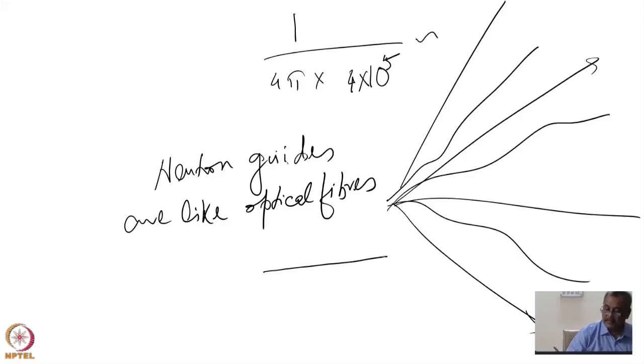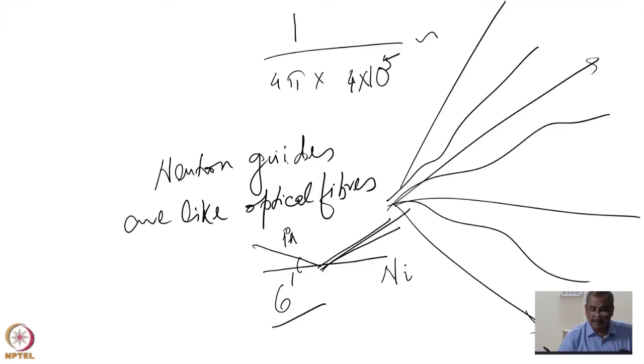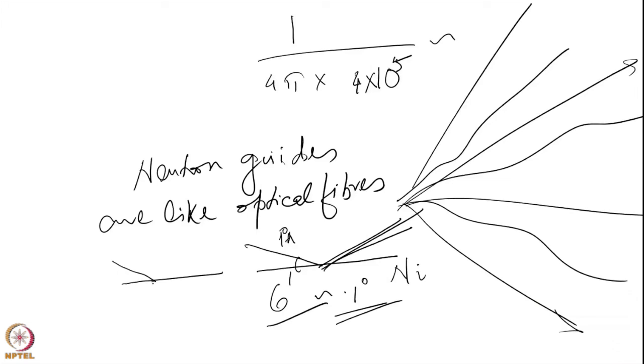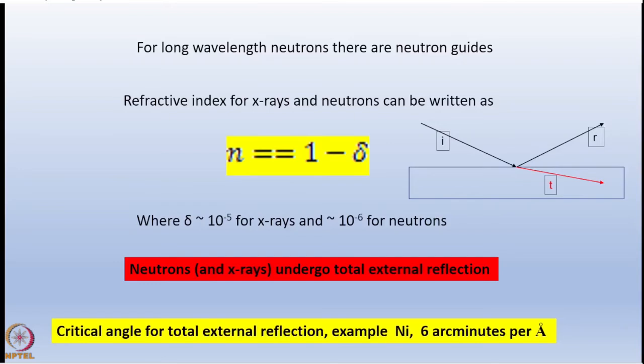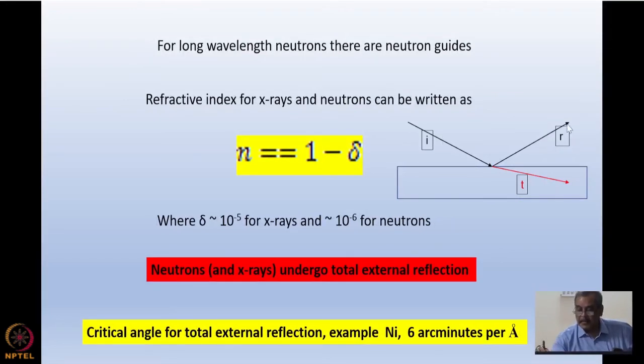So if I have a surface, let us say nickel, which was the most commonly used guide material, then a 1 angstrom neutron will undergo total reflection up to 6 arc minutes. That means up to 1/10 of a degree, 0.1 degree, it will undergo total external reflection. That means a neutron beam falling below 6 arc minutes angle will undergo reflection. And the guides use this principle of reflection. Up to a certain angle, which was 6 arc minutes for 1 angstrom neutrons for nickel, it undergoes reflection. So the critical angle for external reflection for nickel is 6 arc minutes per angstrom.